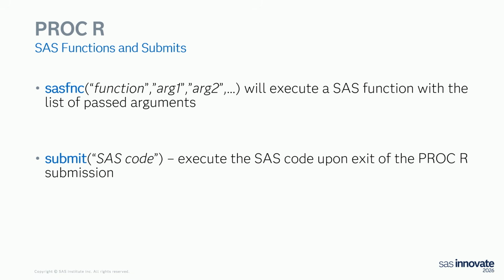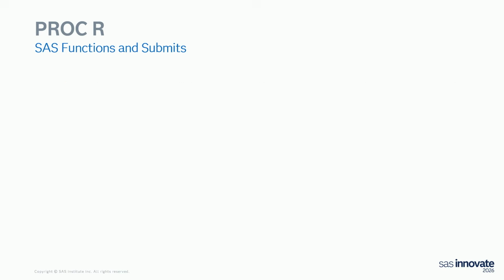I can submit SAS code. What this does is it says, hey, run the SAS code that's inside this submit function at the end of the R program. So you saw at the end, the last thing I had was a proc SQL where I printed out the results. I could have had that inside the R in a submit thing at the end. It would have worked the same way. It will run the submit stuff at the end of the execution. Let's see how that works.